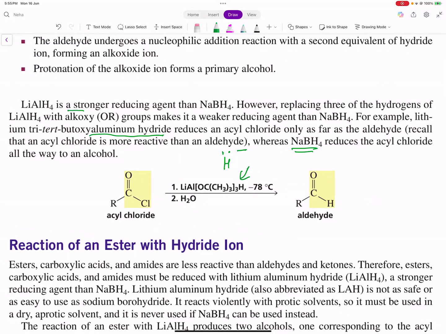Lithium aluminum hydride is a stronger reducing agent than sodium borohydride. However, replacing 3 of the hydrogens of lithium aluminum hydride with OR groups makes it a weaker reducing agent than sodium borohydride. So it reduces an acyl chloride only as far as an aldehyde. You can remember it like this: only one H is present here, so its reaction will stop after substituting one hydrogen. Nucleophilic acyl substitution, Cl will be replaced by one hydride ion, right?